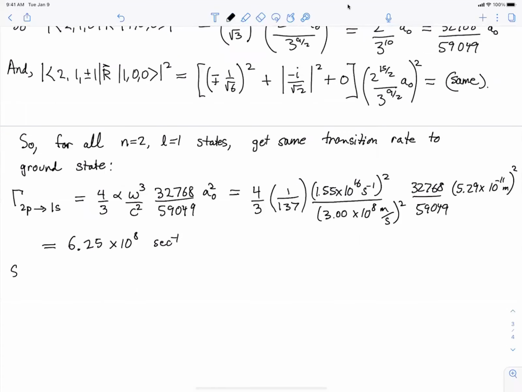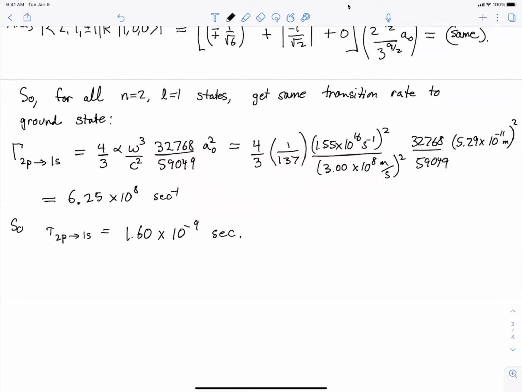Okay, and so our lifetime is 1 over that, which is 4.1 times 10 to the minus 7. Or sorry, I'm writing down the wrong thing there. That's 1.60 times 10 to the minus 9 seconds. So if you've got a hydrogen atom in the first excited state and you want to know how long it lasts before it spits out a photon and turns into the ground state, the answer is about a billionth of a second.